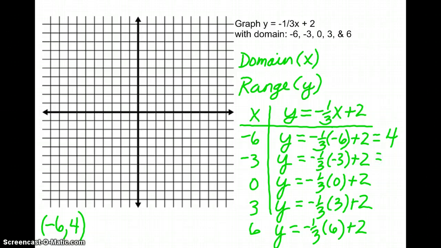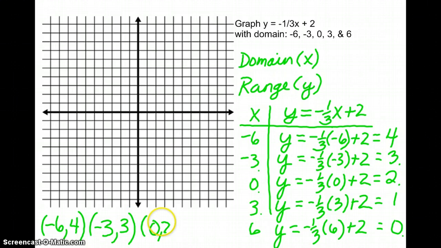And so by plugging in negative 3 here, negative 1/3 times negative 3 is 1, plus 2 is 3. This will give you 2, 1, and then finally 0. So when x is negative 3, y is 3. When x is 0, y is 2, and so on. Okay, so those give you corresponding values, and each pairing of x and y is a different ordered pair. So we had negative 6, 4, then the pairing of negative 3 and 3, 0 and 2, 3 and 1, and then finally 6 and 0.